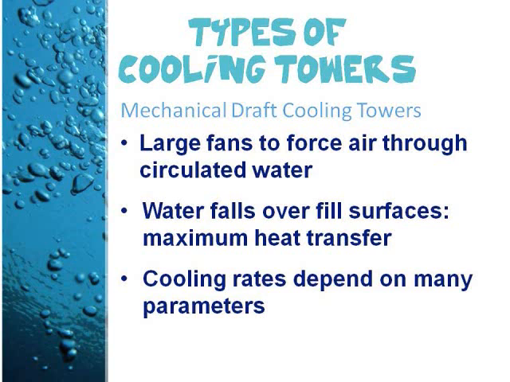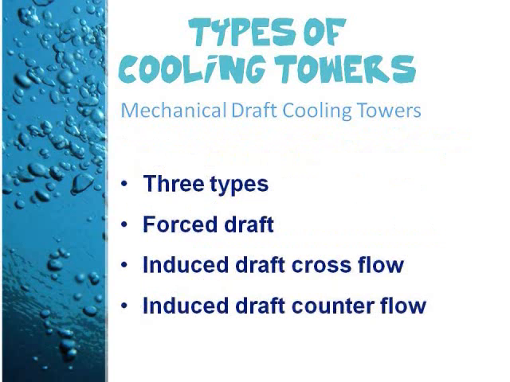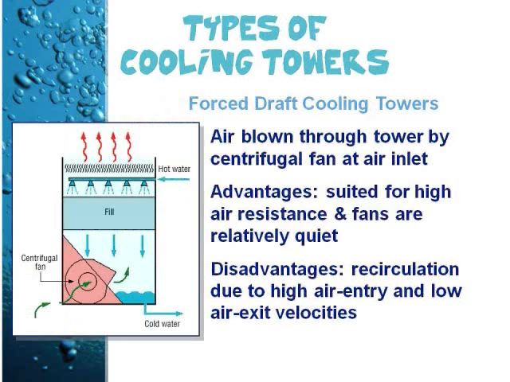Towers can either be factory built or field erected. For example, concrete towers are only field erected. Many towers are constructed so that they can be grouped together to achieve the desired capacity. Thus, many cooling towers are assemblies of two or more individual cooling towers or cells. There are three types of mechanical draft cooling tower: the forced draft, induced draft counterflow, and induced draft cross-flow.